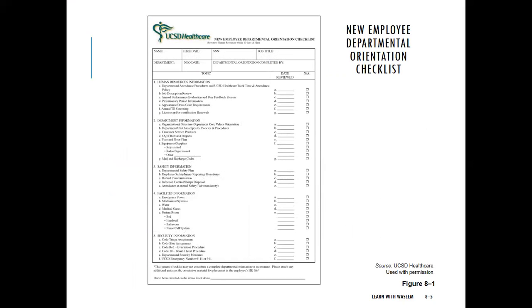In front of you on the screen, figure 8.1 shows a sample of the new employee departmental orientation checklist. So this particular checklist shows what should be included in the employee departmental orientation. So please go through this sample and also try to Google or search some other orientation checklists that are present around the globe.